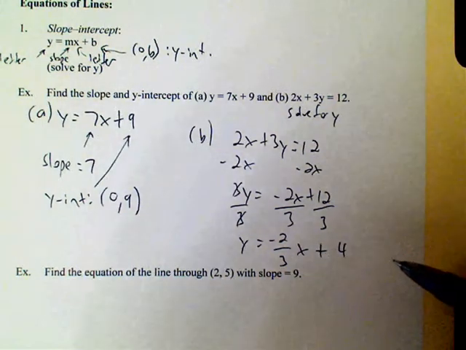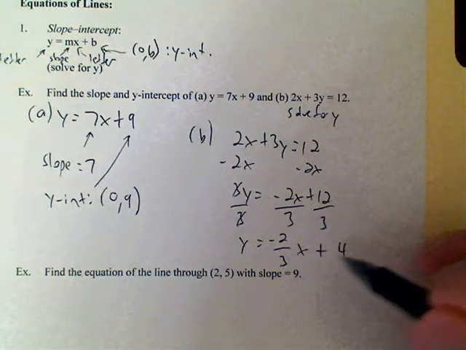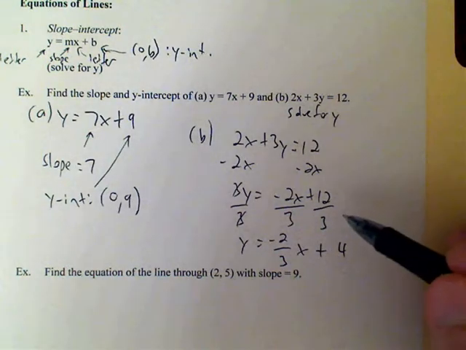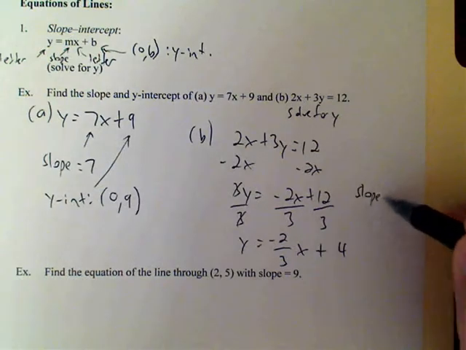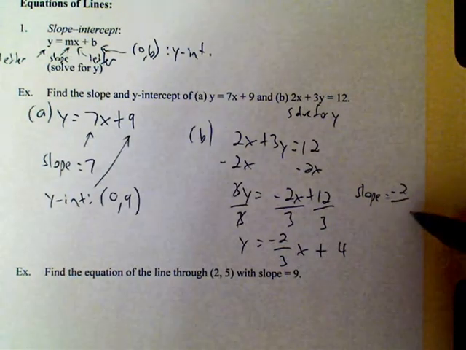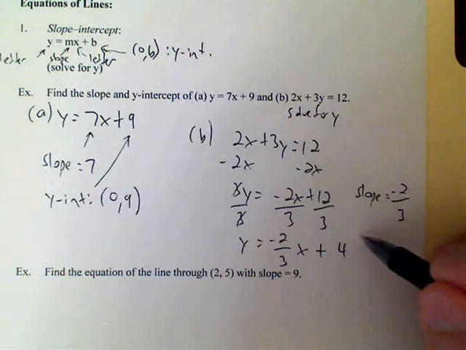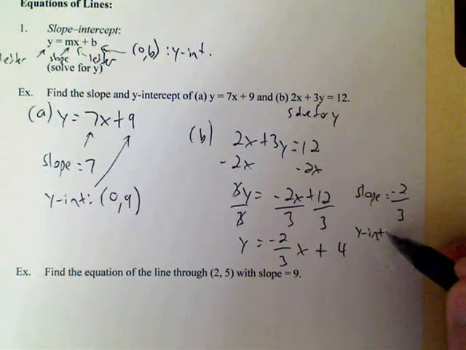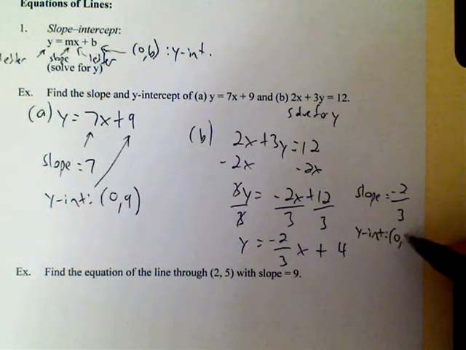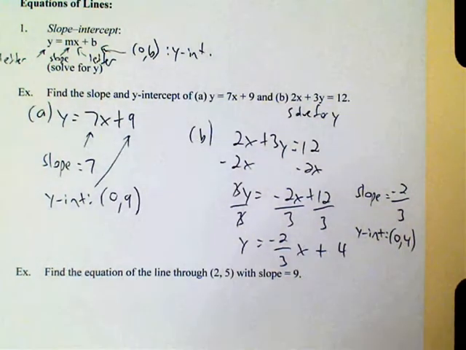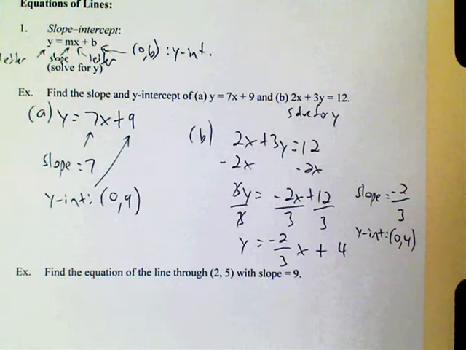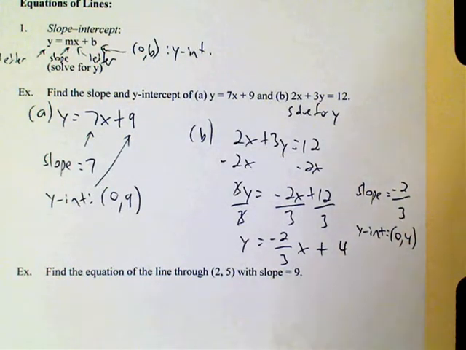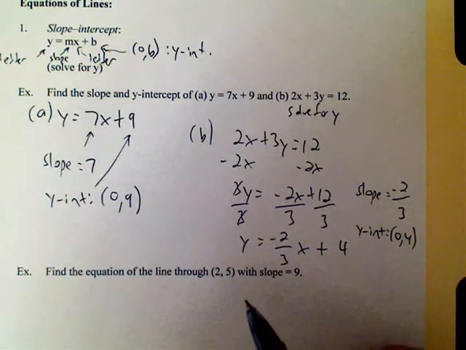Now, since it's y equals, a lot of people think we're done, but you're not. The question is to find the slope and the y-intercept. So for this one, the slope will be negative 2/3. That's what's in front of the x. And the y-intercept will be not 4, but (0, 4). And in fact, I'm going to show you a way to graph using this form once I do this example.